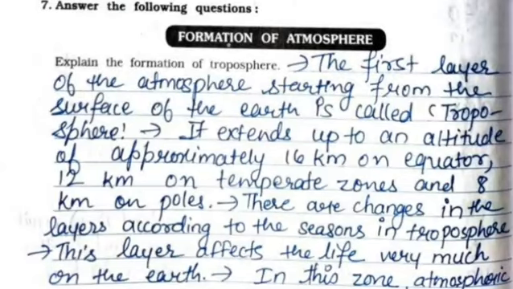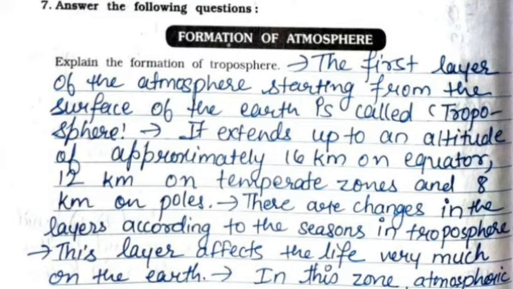Now we'll continue with question number 7, that is, answer the following questions. Firstly, we'll see the questions for formation of atmosphere. The question is, explain the formation of troposphere. The first layer of the atmosphere starting from the surface of the earth is called troposphere. It extends up to an altitude of approximately 16 km on the equator, 12 km on temperate zones, and 8 km on poles. There are changes in the layers according to the seasons in the troposphere.